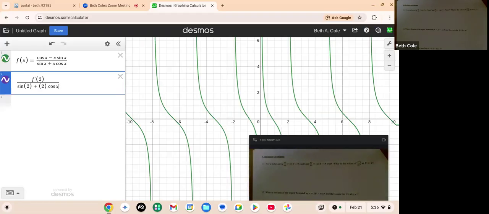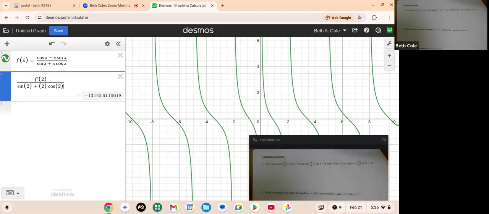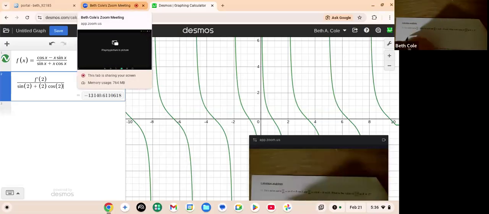And then that's our answer. I made up this question, and so that is why it came out to negative 13,000 and something. The one on your test will not come out so weird. It is negative 13,140.611.